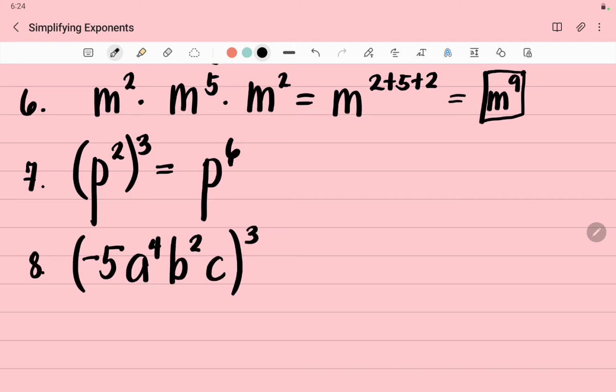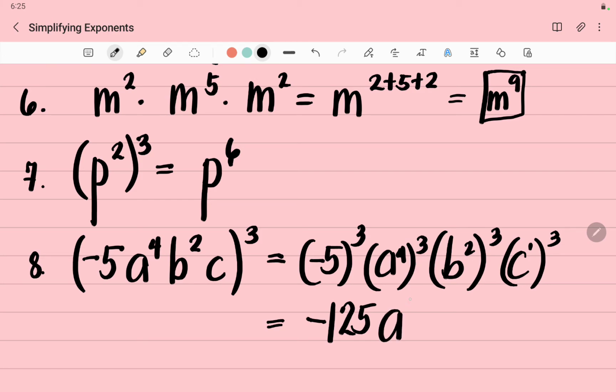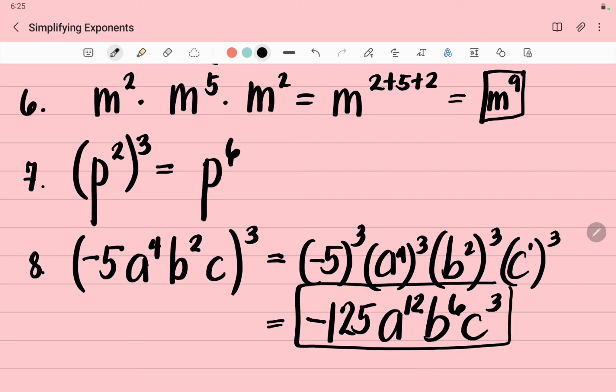Next, number 8, we have the quantity negative 5, a raised to 4, b raised to 2, c raised to 3. We have now negative 5 raised to 3, a raised to 4 raised to 3, b raised to 2 raised to 3, c raised to 1 raised to 3. Okay, that's automatically 1. So negative 5 raised to 3 is negative 125. A raised to 4 raised to 3 is a raised to 12 by power of a power. So we have now b raised to 6 and we have c raised to 3. That is our final answer.